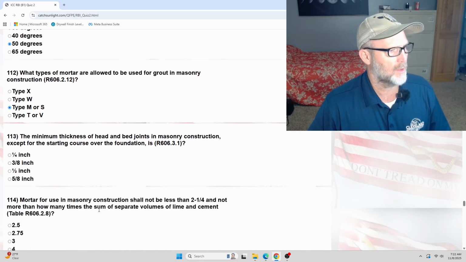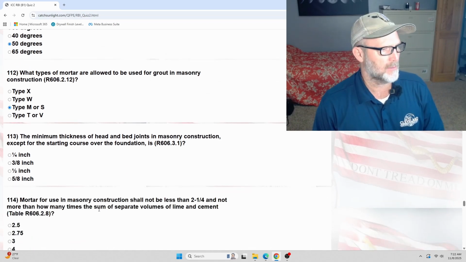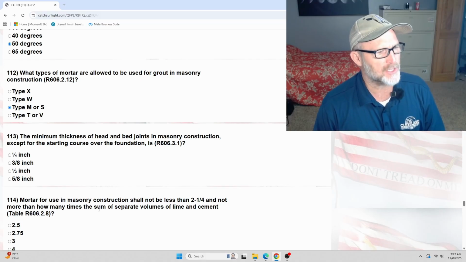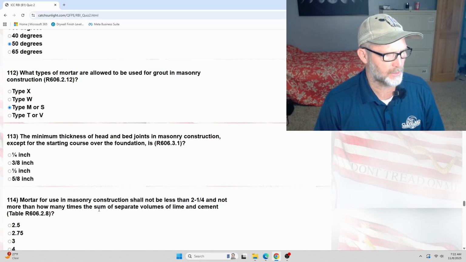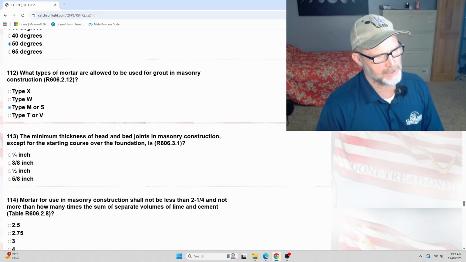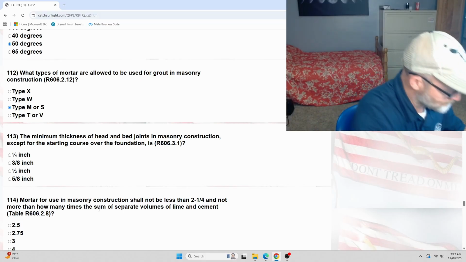All right, 113. The minimum thickness of head and bed joints in masonry construction, except for the starting course over the foundation. So when you're doing masonry construction, how much mortar are you using bedding in? Let's look at R606.3.1.